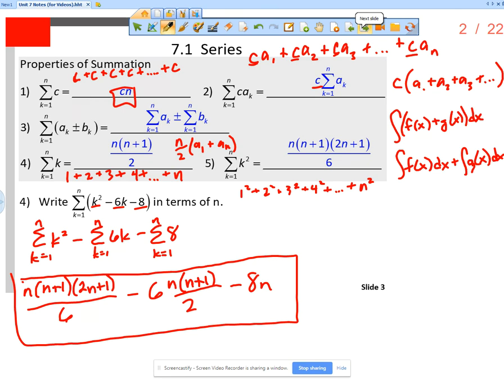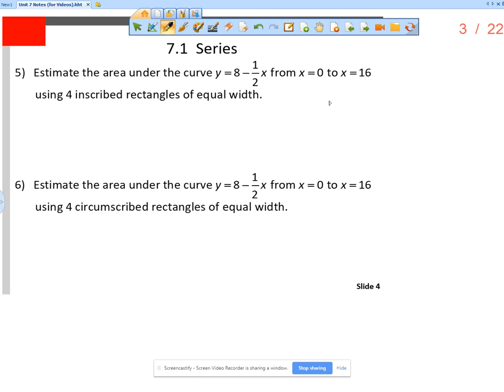All right, so now let's put that aside for a minute. Hopefully we recall that. All right, and then let's talk about where we're actually going with this, okay? So number 5 here says, estimate the area under the curve y equals 8 minus 1/2 x from 0 to 16 using 4 inscribed rectangles of equal width. All right, so what we want to do, we want to draw a graph of y equals 8 minus 1/2 x. All right, what is 8 minus 1/2 x? It's a line, y-intercept of 8, slope of negative 1/2.